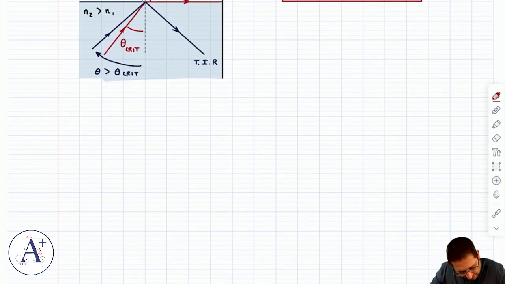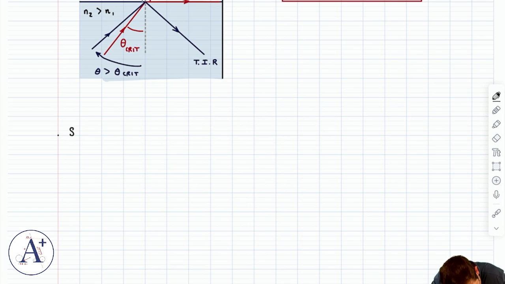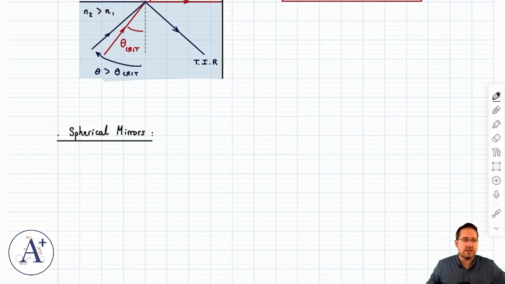So again, I'm not going to go in full-blown detail. This is going to be a summary. We'll start by studying spherical mirrors, and then we'll do a problem to see how to apply all of this, and then we'll talk about lenses, and we'll actually do a problem that mixes both the mirror and the lens.